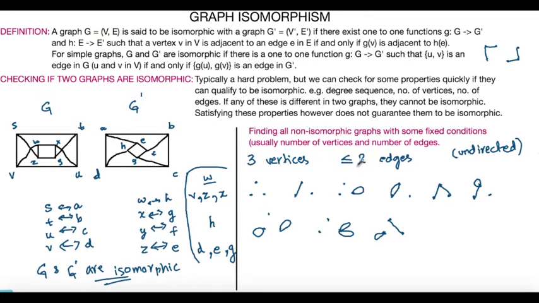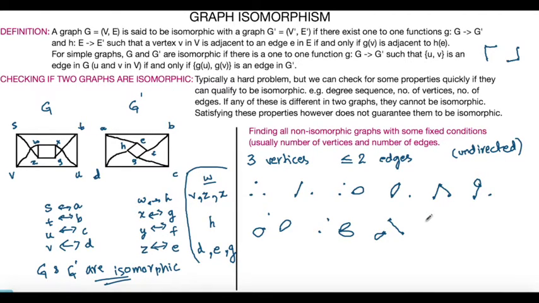Okay, so now you can check that all the graphs which have 3 vertices and at most 2 edges are isomorphic to one of these versions, and none of them are isomorphic to each other. So this is another way: if you know the number of vertices and the maximum number of edges, then you can find how many basic non-isomorphic graphs are present, and all other graphs will be isomorphic to one of those.